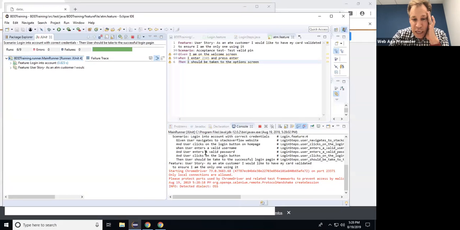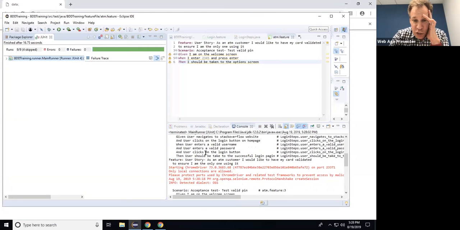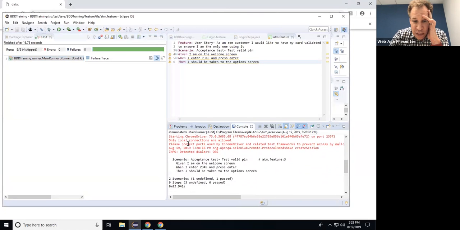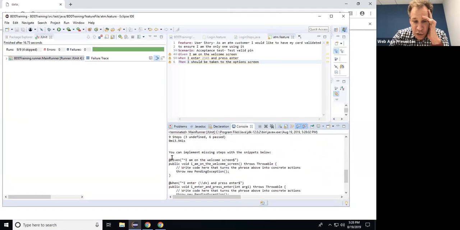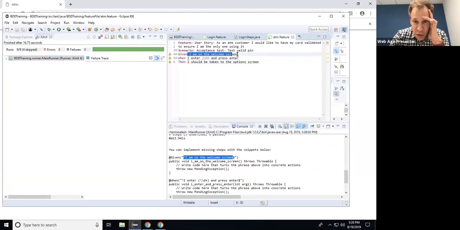All right, so you can see down here below, it's running a configuration file that runs the scenario that I just ran. See here, ran it in users. And then it generates the code below right here. See this code that says given, when, and you'll notice that this says, I'm on the welcome screen. It's the same thing here. I'm on the welcome screen. And then it generated a code that says, I enter the username.